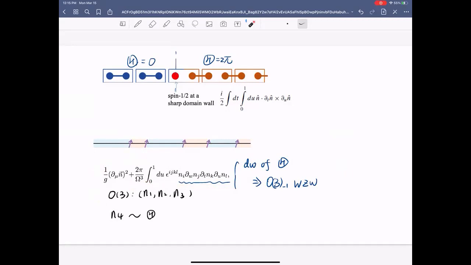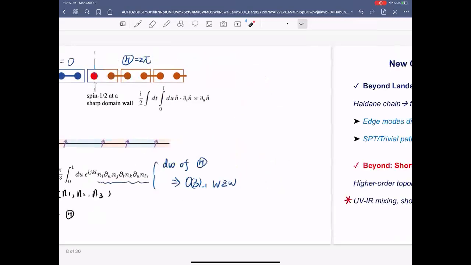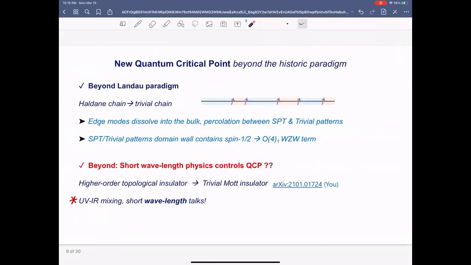So from this simple and prominent example, what we learn is there are a large number of phase transitions beyond the Ginzburg-Landau paradigm, like this Haldane chain toward the trivial chain phase transition. And what happens there at a quantum critical point is, in the Haldane chain, there is an edge mode that carries a spin 1/2 degree of freedom. Once we drive the phase transition toward a quantum critical point, this edge mode, which was previously localized at the boundary, now fluctuates into the bulk and dissolves into the bulk.